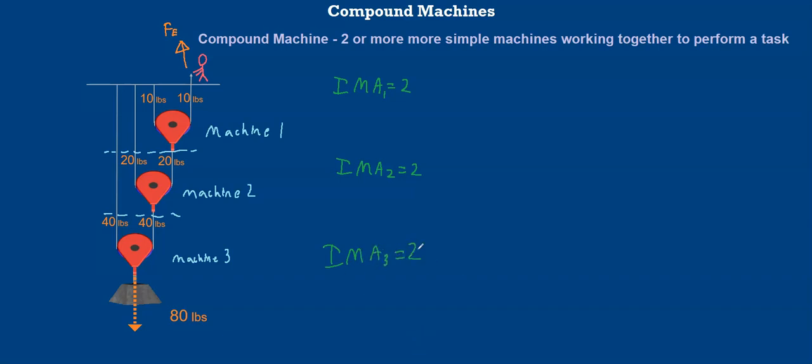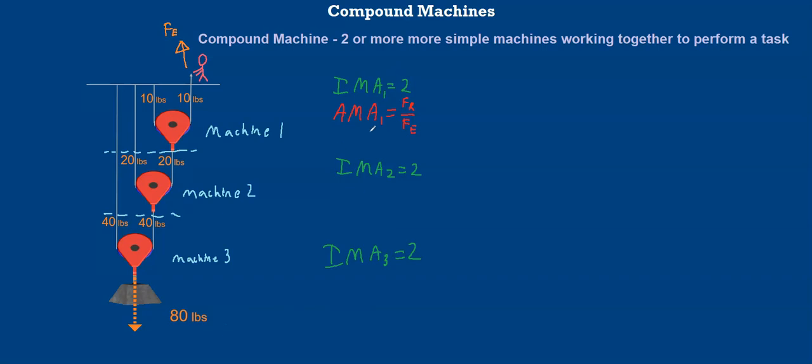And if you need a refresher on how to calculate the IMA of a pulley, you can always go back to our mechanical advantage of a pulley videos. And so the IMA is 2, but we can actually find the AMA of each pulley as well. So we can say the AMA of pulley 1 is going to equal our force resistance divided by our force effort. And in this case, we have multiple force resistances and multiple force efforts.